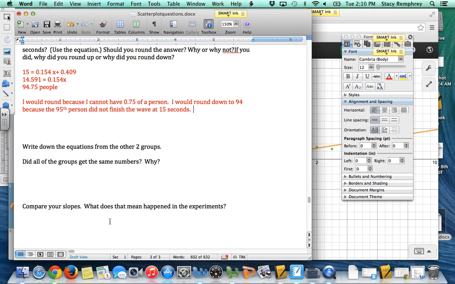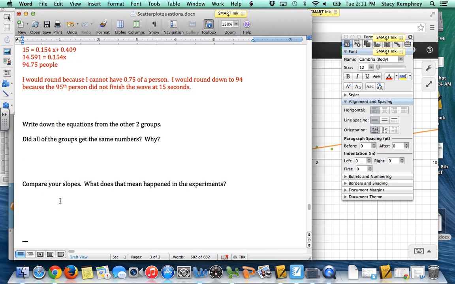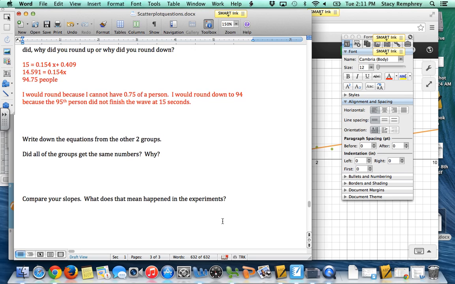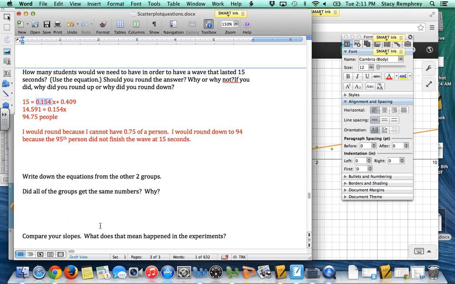Now, I didn't get equations from the other two groups. For these questions, did all the groups get the same numbers? Why? I'm looking for a no because the people went at different rates. When you compare your slopes with another group, I would hope that you would find one might be faster than another because their slope was a bigger number. So for the group that I used, their slope was 0.154. If I went up against a group that was 0.97, obviously we went a lot slower.